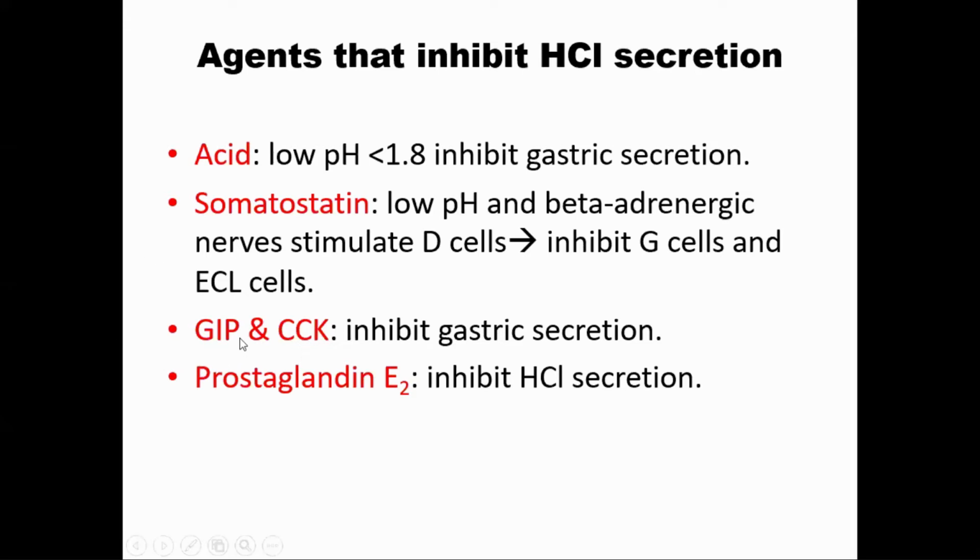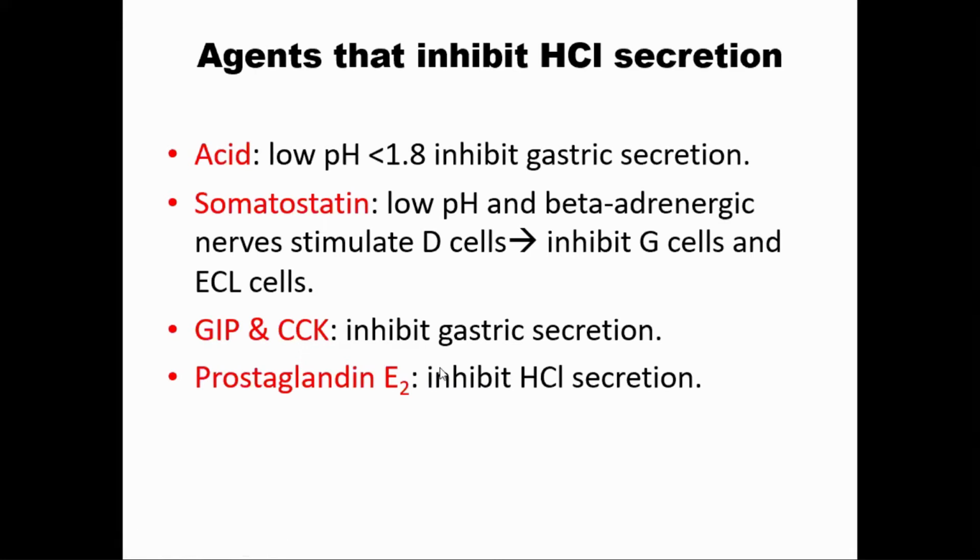Gastric inhibitory peptide and cholecystokinin, hormones released from the duodenum, will also inhibit the gastric secretion. Cholecystokinin is the hormone secreted from the duodenum. It will inhibit the gastric secretion. Then prostaglandin E2 will also inhibit the HCl secretion.